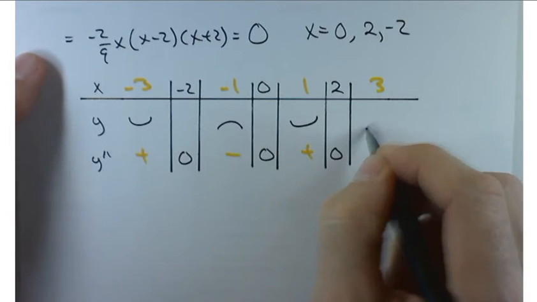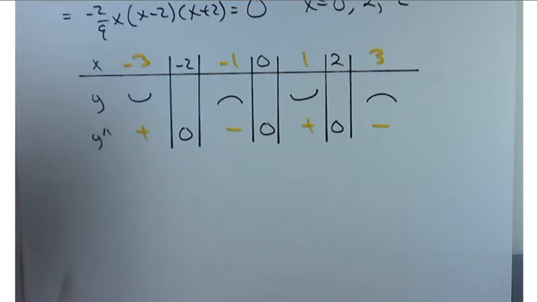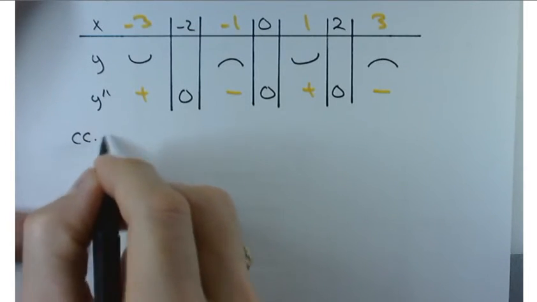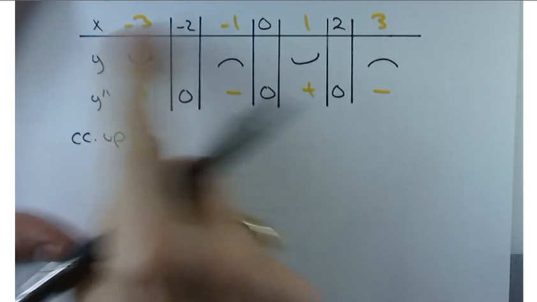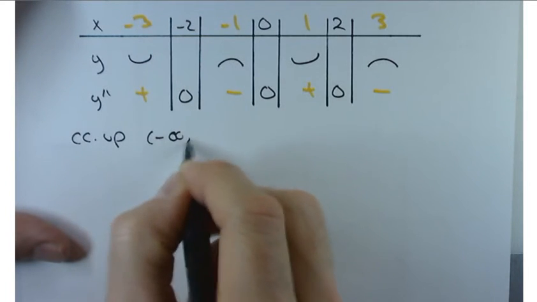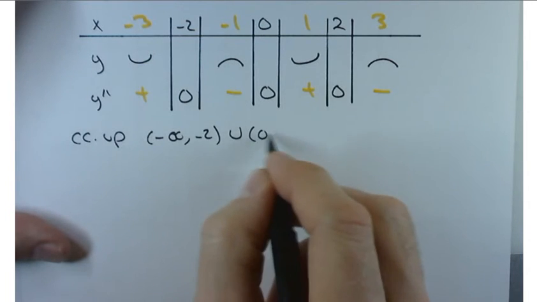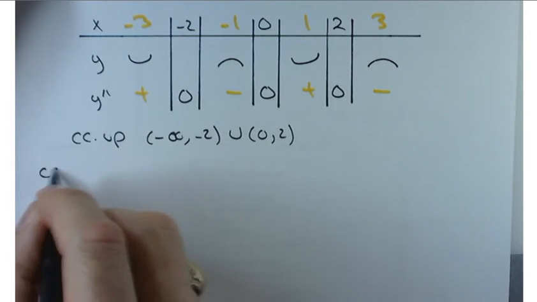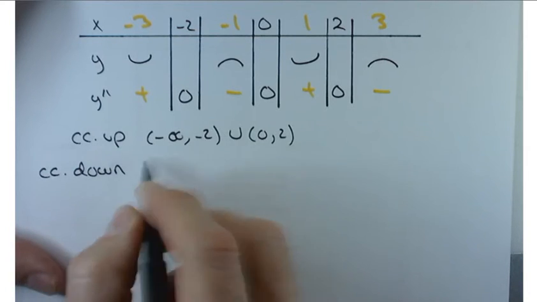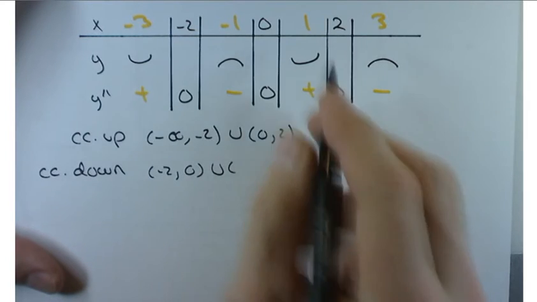Now concave up and concave down do not have to match where the function is increasing and decreasing. Oftentimes they don't. So let's see, concave up would be on the interval from what to what? Negative infinity, negative 2, and 0 to 2. And then concave down will be on the interval negative 2 to 0, and the last one, 2 to infinity.